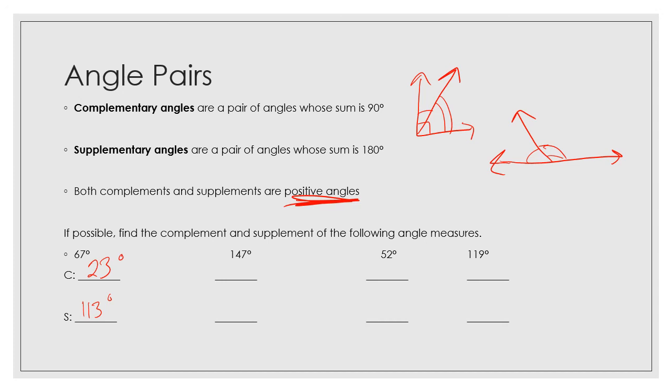Looking at this next one, 147 degrees. First of all, like I said, an angle measure in order to have a complement has to be less than 90 degrees, because all complements and supplements have to be a positive angle. Since this angle measure is greater than 90, there's no complement. But we do have a supplement because it is less than 180. So again, subtract it from 180 and that gets us 33 degrees. Okay, and then the last two we will also be doing in class as well.